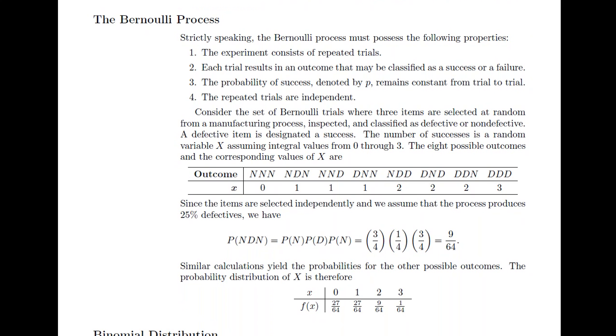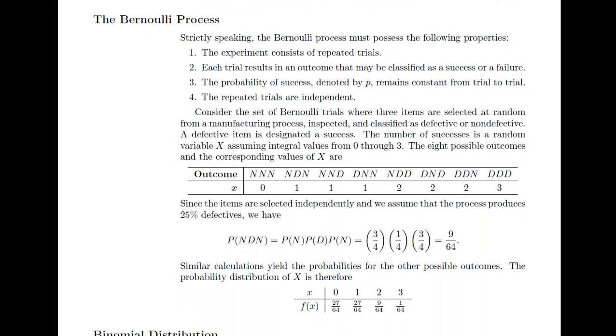The Bernoulli process. Strictly speaking, the Bernoulli process must possess the following properties. Number 1, the experiment consists of repeated trials. Number 2, each trial results in an outcome that may be classified as a success or failure. Number 3, the probability of success, denoted by p, remains constant from trial to trial. Number 4, the repeated trials are independent.